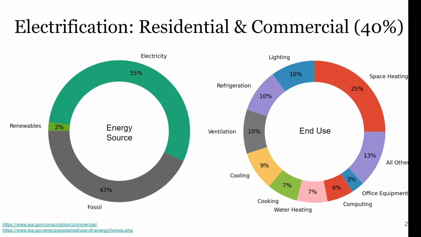The real question is, where do they go? Well, those fossil fuels go to space heating, water heating, and cooking for the most part. The good news is that these have electric analogs that can be almost drop-in replacements. Space heating, water heating, and cooking are easily electrified, meaning that this sector, the residential and commercial sector, could go from using 70% fossil down to 20 or 10% fairly easily.